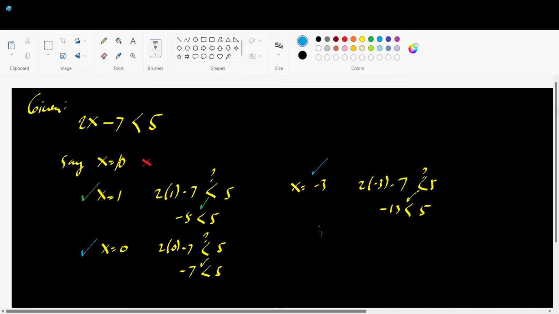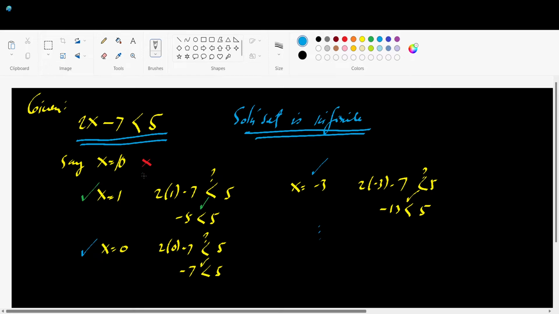We can go on and on and on. The solutions are not limited to whole numbers or integers. You can also say -0.1. So that will be -7.2, which is less than 5, if your x is -0.1. So you cannot possibly enumerate all these solutions. At this point, you should have realized that the solution set is infinite. There are infinitely many solutions to the given inequality, 2x minus 7 less than 5.